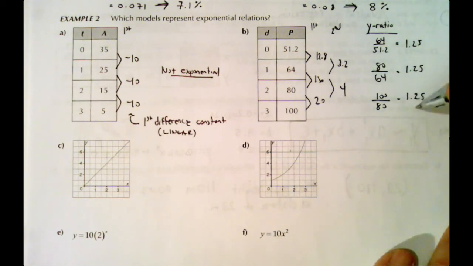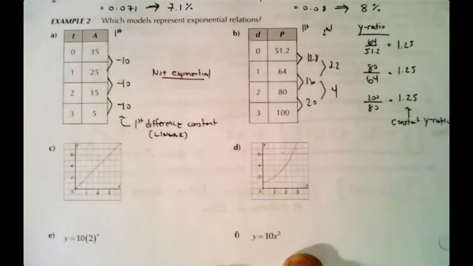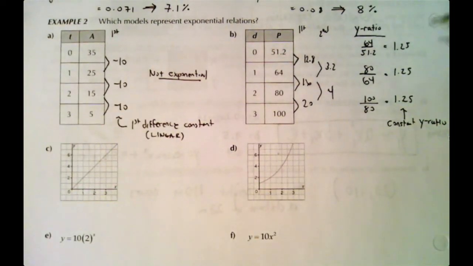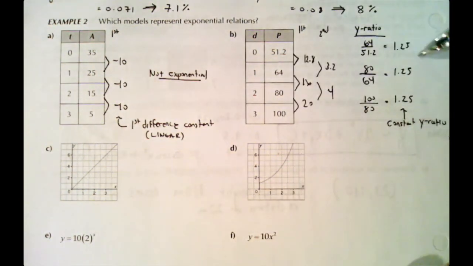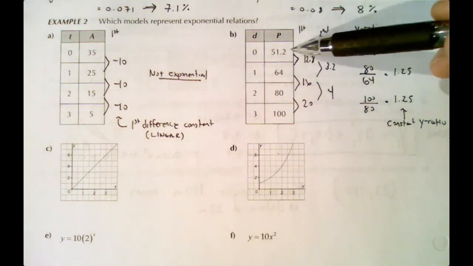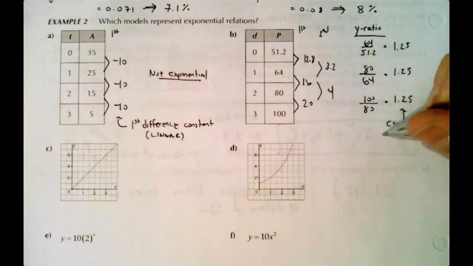And because we have a constant y ratio, this tells us that we're constantly multiplying by something. In fact, what we're constantly multiplying by is 1.25. So we're growing, because these numbers are getting bigger. How much are we growing by? Well, we're multiplying by 1.25 constantly, which is 0.25 above 1, so this is a growth rate of 25%. So these numbers are getting 25% bigger every time. But all we need to know is that if we do a y ratio test and we get constant y ratio, we can conclude that this is an exponential relationship.